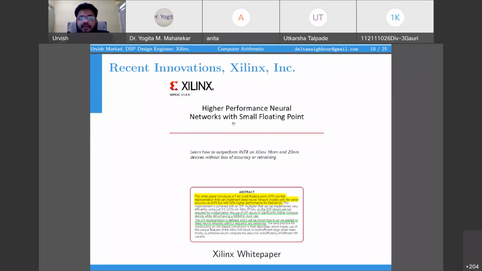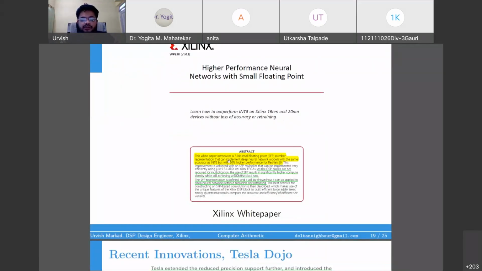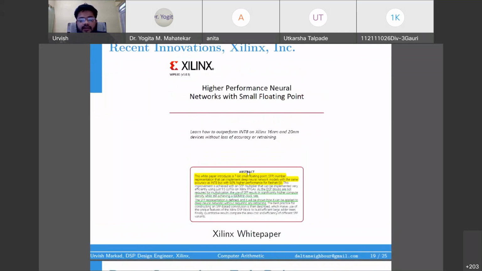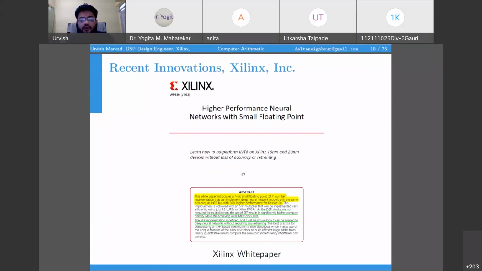So it is nothing but a small floating point, with very small bit widths of 8, 16 and so on. I mean very small, not as high as 32 but smaller than 16 at least. They have used a 7-bit small floating point number, and what they have shown here is that they achieved similar performance with higher compute throughput. They didn't end up degrading the accuracy of that neural network, but rather preserved the accuracy.